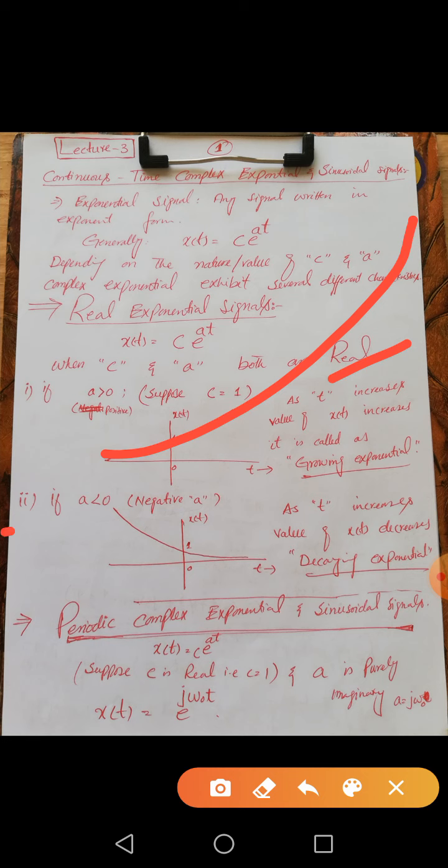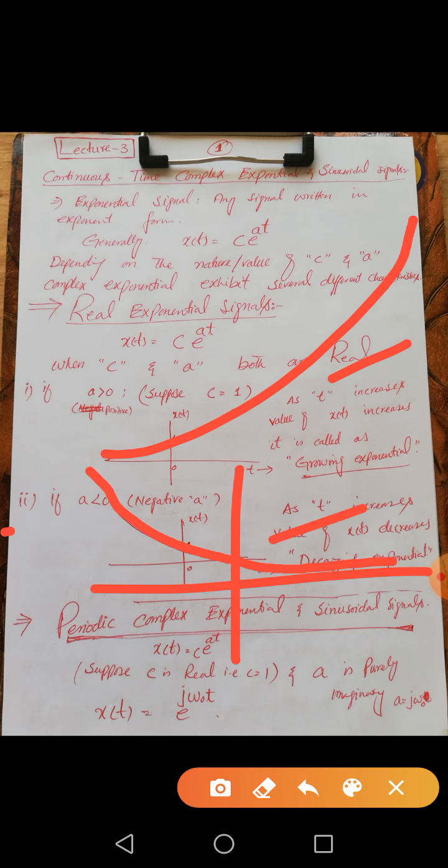And in the second case, if a is negative, that is, a is less than 0, then as the value of t increases, x of t will be decreasing. So for negative values of t, x of t will have higher values, and for positive t, as t increases it will be decreasing. We call this type of signal a decaying exponential and the other type a growing exponential.